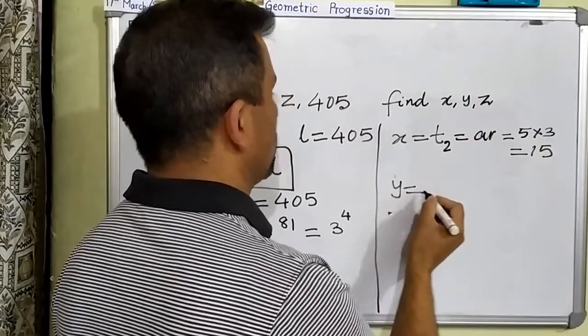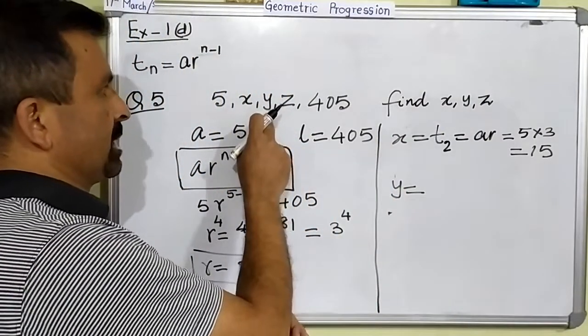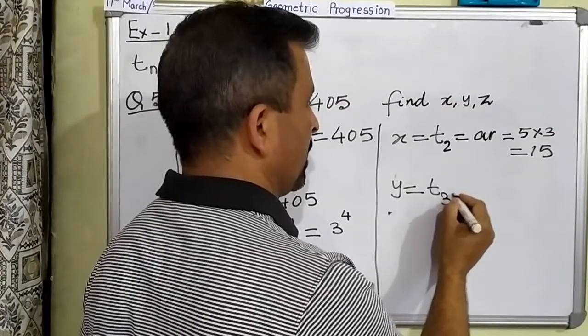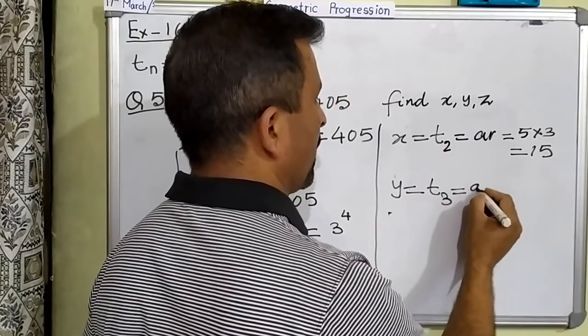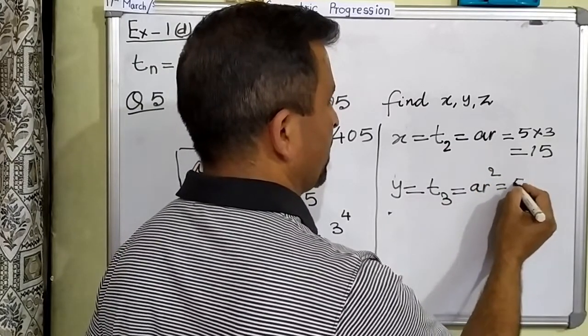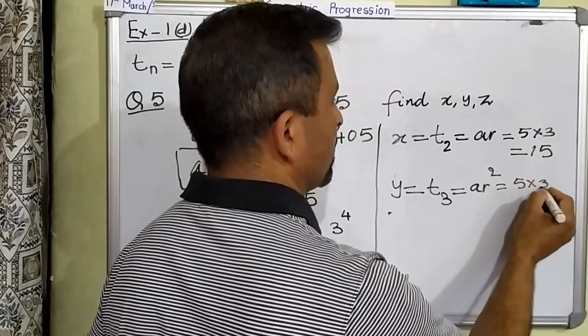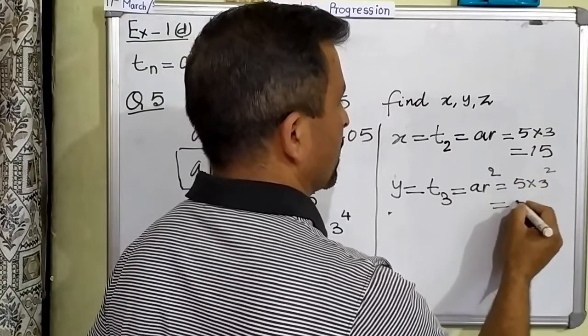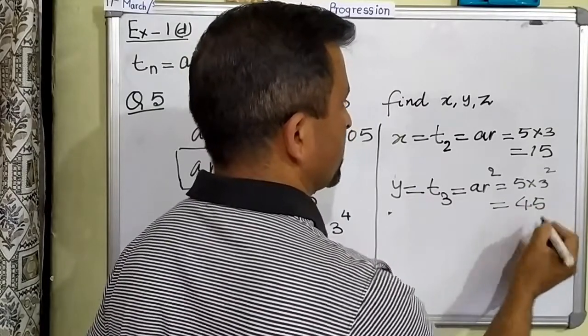Y is equal to, which term is it, what position is this? First, second, third. So third position. That means we are going to calculate the third term. This is a r to the power 2, is equal to, a is 5, r is 3, and then the square. 3 3s are 9, 9 5s are 45. This is your third term.